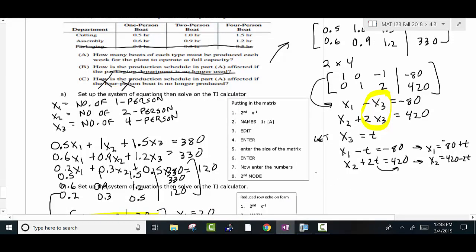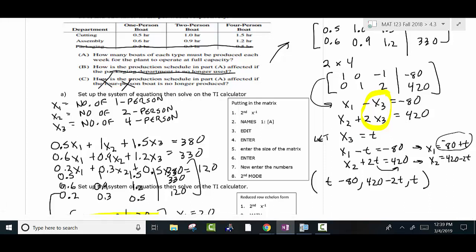So you would write this just kind of as a point. x1 is, I'm going to write that as t minus 80. x2 is the number of two-person boats. That's 420 minus 2t. And then x3 is t. So that's how you would write that solution. And what you can do on this is you can vary this. Okay, and I'm just going to give you one example of a solution on this.